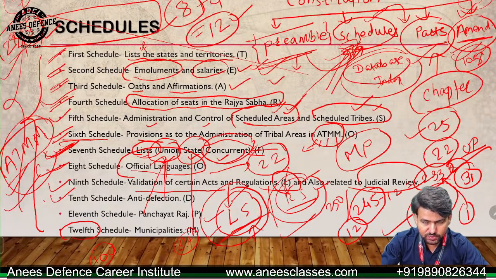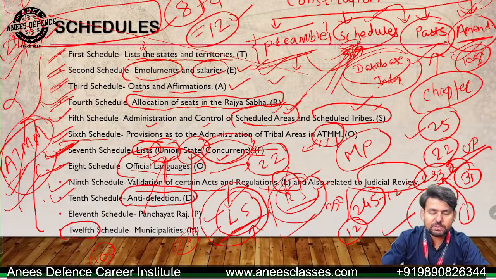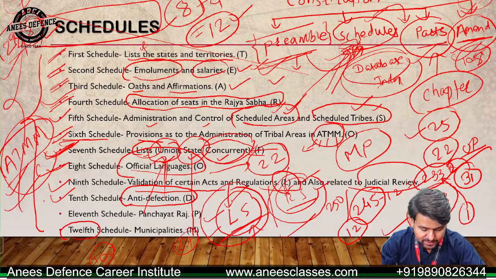Then we have 10th schedule. 10th schedule talks about anti-defection law. See, what do we mean by anti-defection? First of all, what do we mean by defection? See, defection अगर हम हिंदी में ऐसे कहे तो या फिर मराठी में यहाँ पर हम बोलते हैं की बंडखोरी केली.